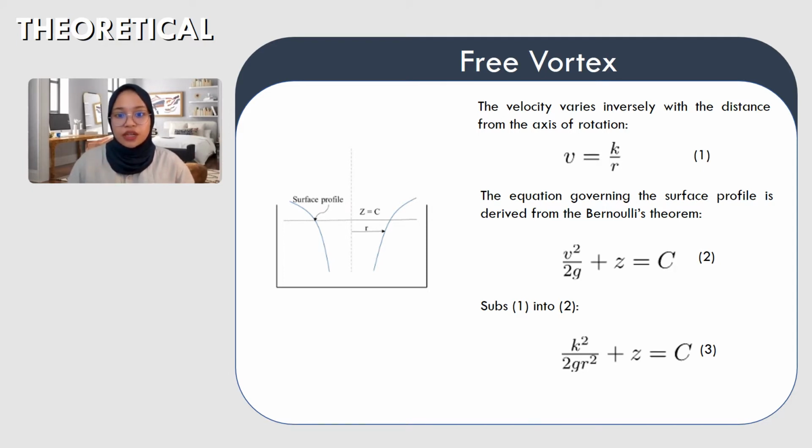The equation governing the surface profile is derived from Bernoulli's theorem: V squared over 2G plus Z equal to C. Substituting the first equation into the second equation, it simplifies to K squared over 2G R squared plus Z equal to C.